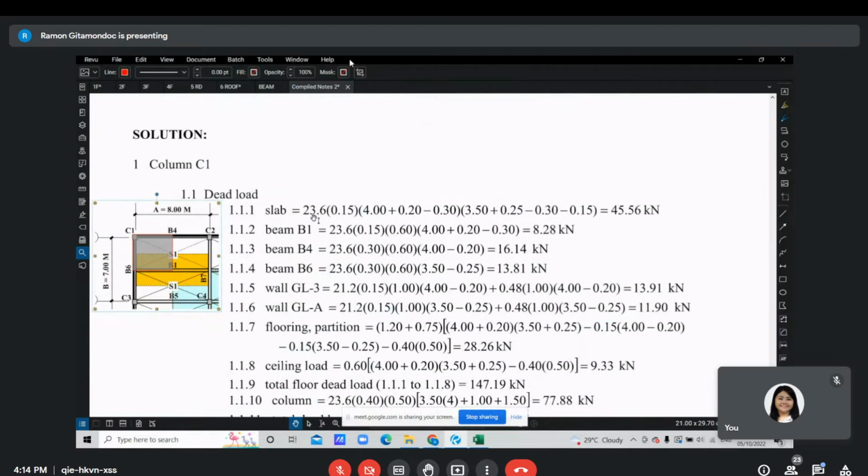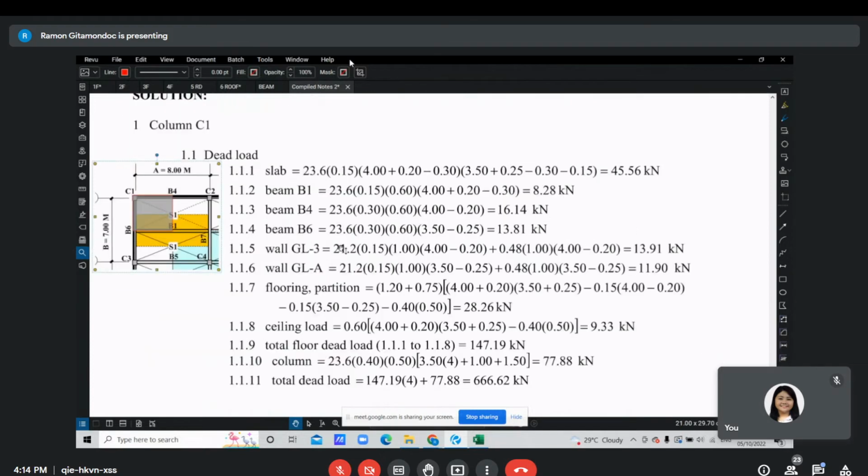So for dead load, you have the slab S1, portion of slab S1, then portion of B1, B4, B6, no? Then wall along grid line 3 and wall along grid line A. Then flooring partition, you have the ceiling load. Okay, so for the slab, no? So I'll just explain this in detail, then I think for the rest you can easily, because the calculations are based on the same principles, no? So no need to explain each and every line, no, sa atong solusyon dere. So ngari lang sa primero atong explain og maayo.